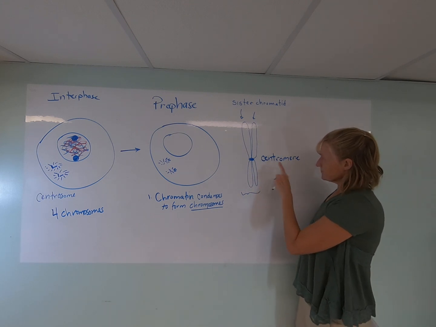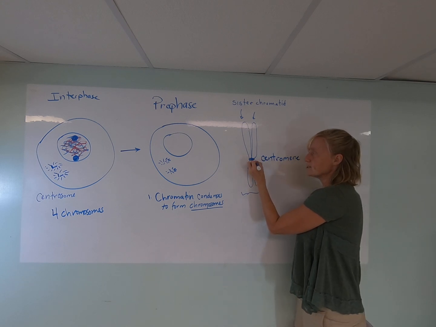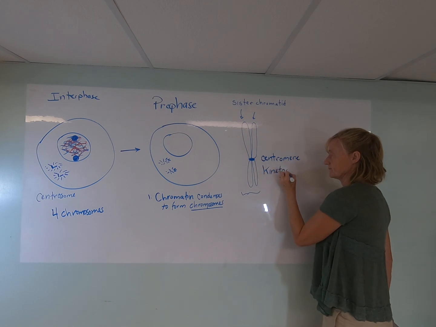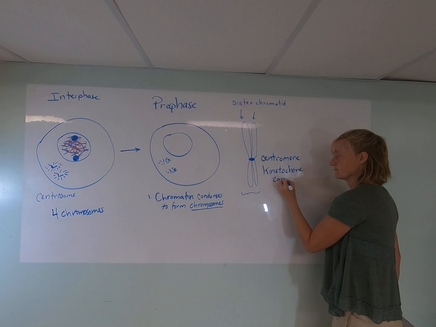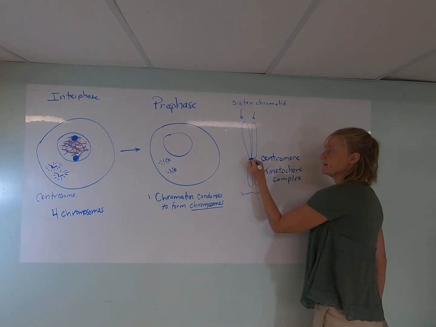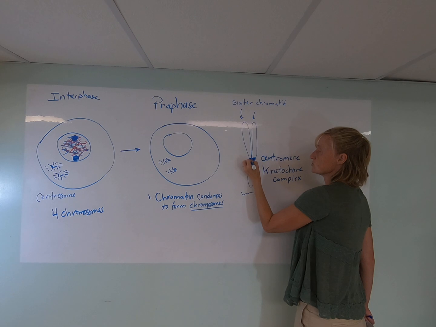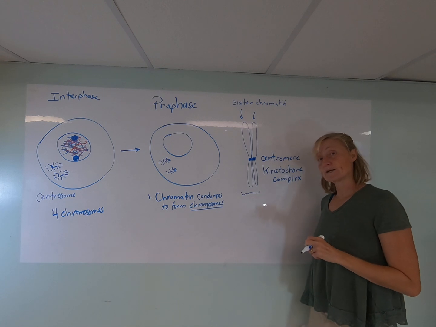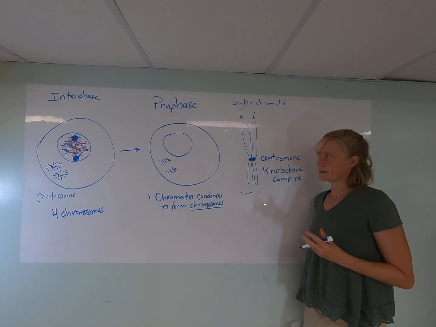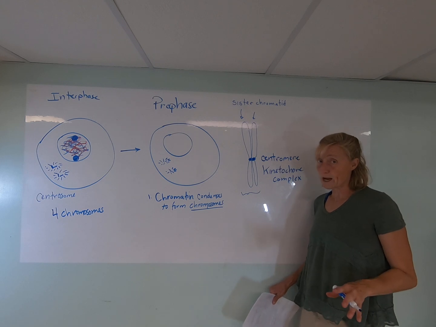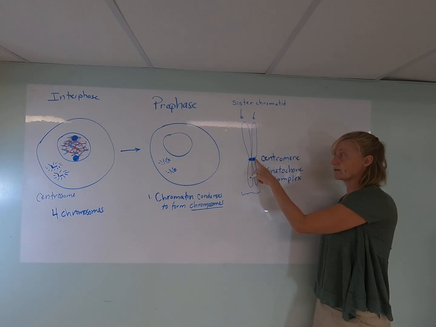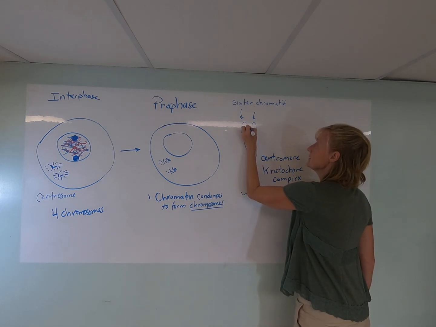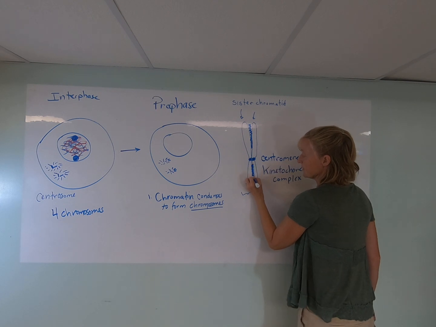And at the centromere is a protein complex called the kinetochore complex. Each sister chromatid actually has a kinetochore complex. It's important during the movement of these chromosomes, because really what's going to happen is we're going to move the chromosomes around during cell division. So that kinetochore complex is at the centromere, and there's a protein called cohesin.